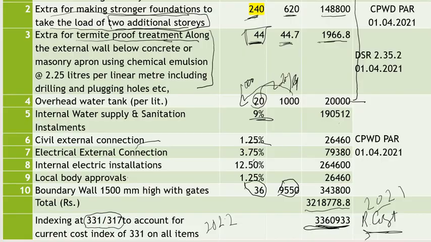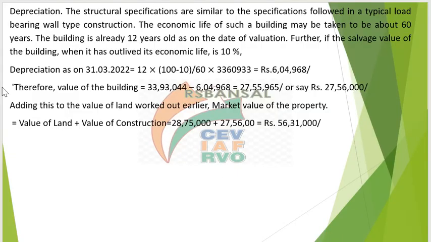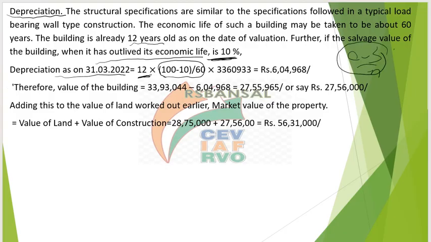Now you have to find the depreciated replacement cost. For that, you have to apply depreciation. The building is 12 years old. We assume that 10% is salvage value when it has outlived its economic life. So we can calculate depreciation for 12 years: 100 minus 10 upon 60, you know the formula (C minus S) upon N. This is depreciation per year. You multiply it with the age, which is 12 years, and the replacement cost. This will give you depreciation, which is 6,04,968.